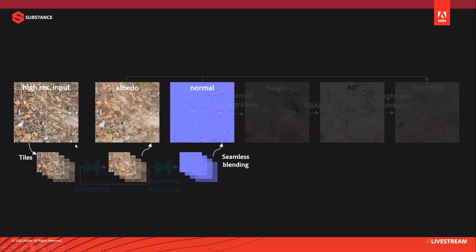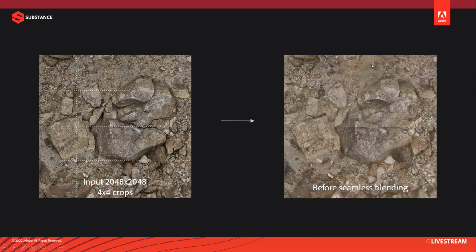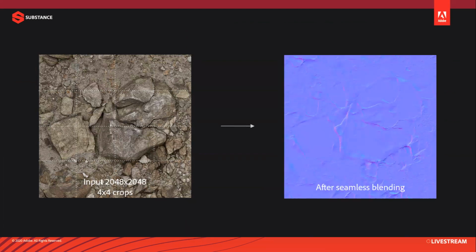Now we have reached this point. We have tiles of albedo and normal, and we need to blend them together to get a high resolution albedo and normal. If we start with a 2K input, we will have 16 crops. We are processing them by the network separately, and we are stitching them all together. And often we have seams. We decided to interpolate in the gradient domain to remove the seams. And it's working pretty well for the base color. However, for the normal map, it was not enough for some reason. And in particular, in this case, we have a really big feature here.